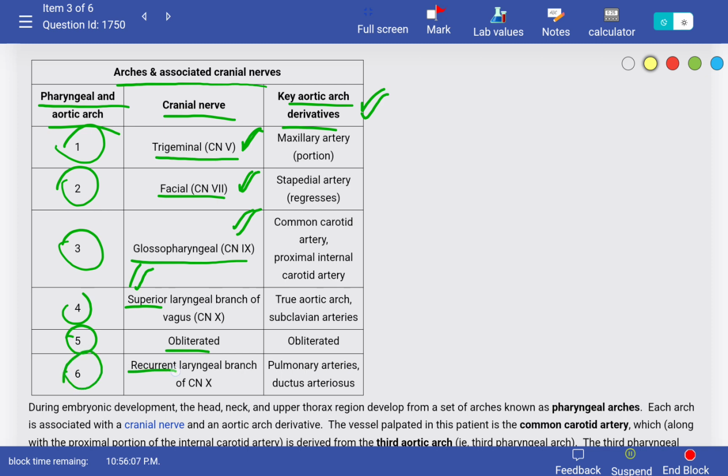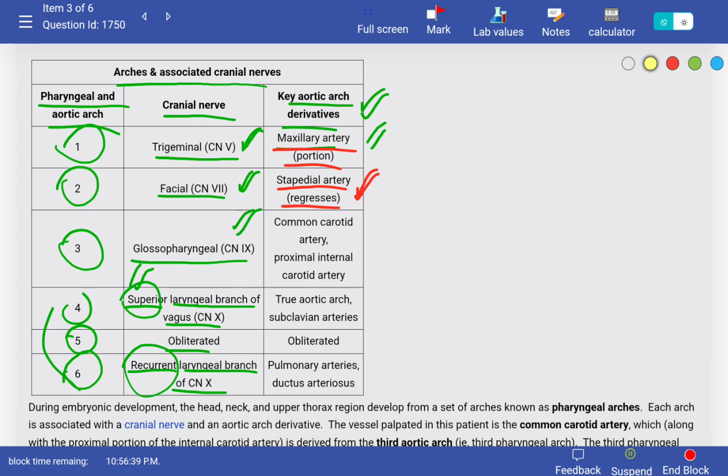The sixth one is recurrent, right? Both the fourth one and sixth one are laryngeal branches of the vagus nerve, but the fourth one is superior and the sixth one is recurrent. The first arch is associated with the maxillary artery, right? Okay, the second is associated with the stapedial artery, and that finally regresses.